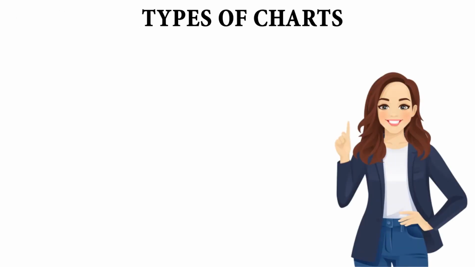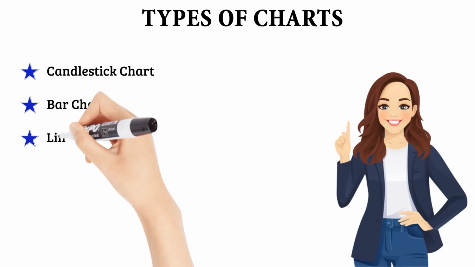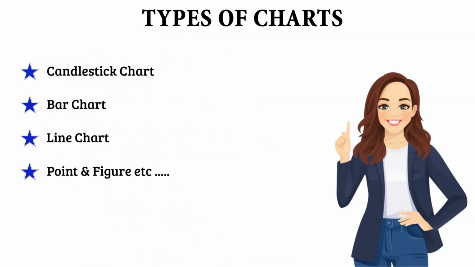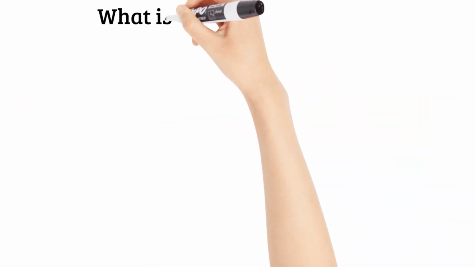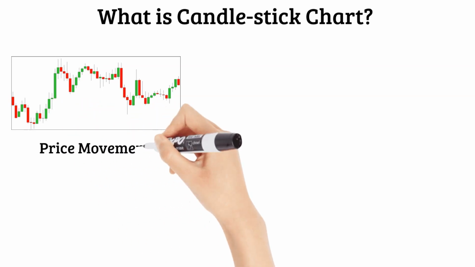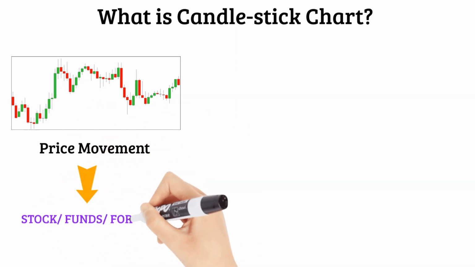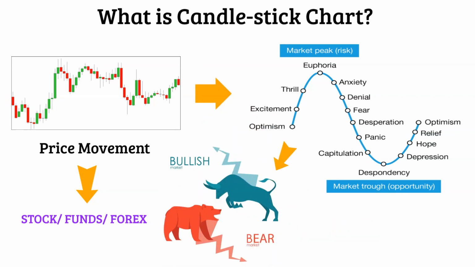There are so many ways to read a chart. You can use Japanese candlestick chart, bar chart, line chart, point and figures, etc. And the most popular approach is the candlestick chart. So what is a candlestick chart? A candlestick chart is used to predict the price movement of any stocks, funds or forex. It tells you about the market sentiments, whether it is bullish or bearish. This can help you decide your entry and exit points.